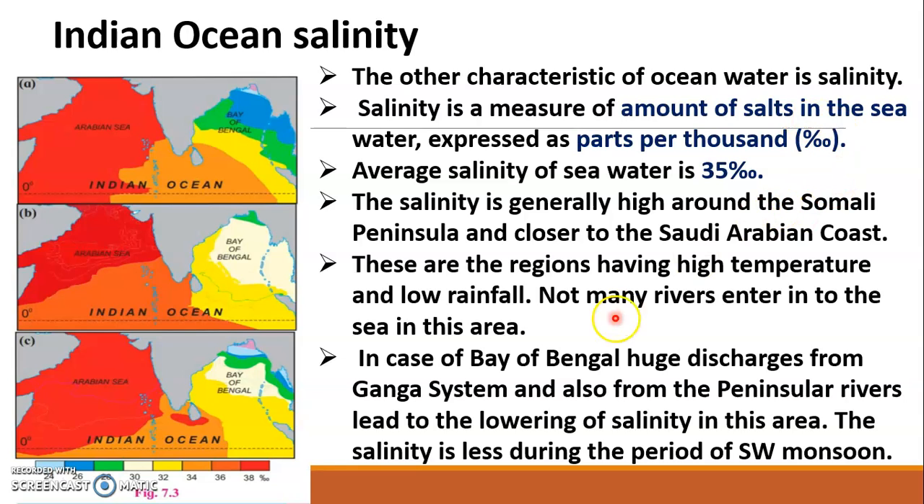Opposite to it is Bay of Bengal. Bay of Bengal has huge discharge from the Ganga system and also from the peninsular rivers, which leads to the lowering of salinity in this area. The salinity is less during the period of southwest monsoon. So in the case of Bay of Bengal, so many rivers come and join at that place. Here you can see the Bay of Bengal.